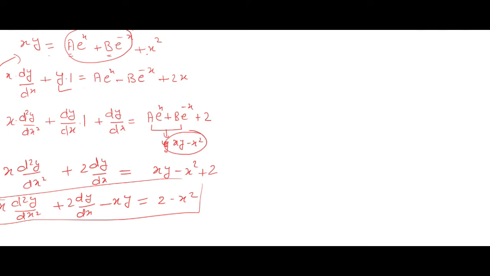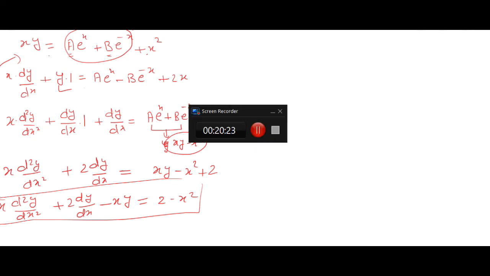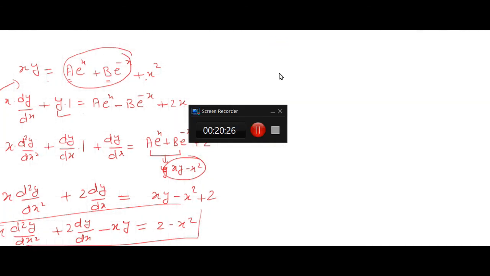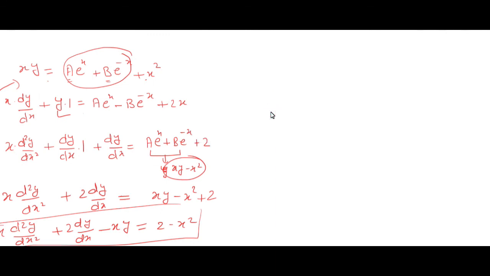So we will do another example. This is your fourth example. You have a simple equation, ax square plus by square equals 1, and you have to get the differential equation for this ordinary equation.